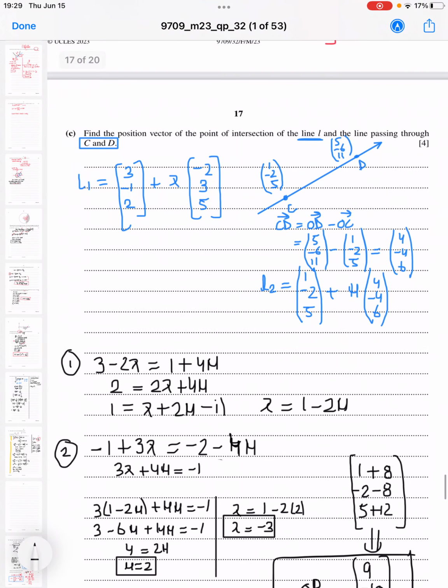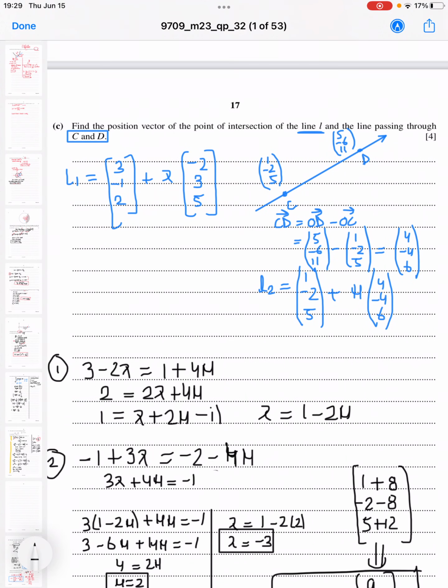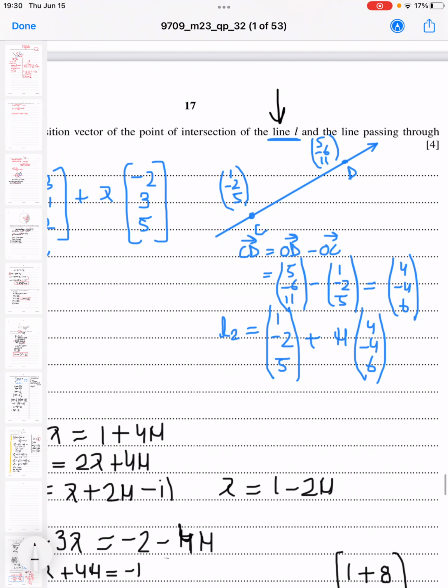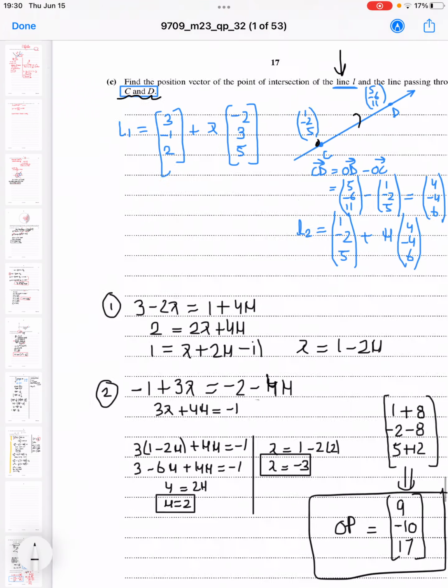Part C says find the position vector of the point of intersection of line L and the line passing through C and D. We already have the equation of line L. We need to find the equation for line CD. In order to find the equation of CD, we need to find the directional vector CD, and we need the point C itself. So the point is 1, minus 2, 5 plus mu, as we have changed the parameter to mu, since first it was lambda. So 4, minus 4, 6 is the directional vector, which is CD.